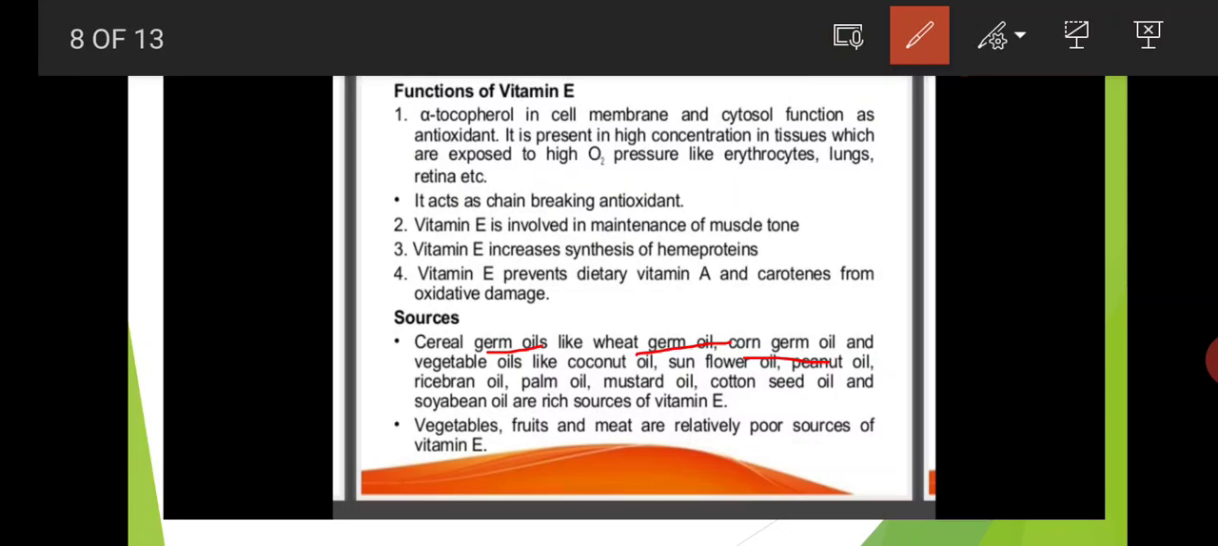Vegetables, fruits, and meat are relatively poor sources of vitamin E. These are the sources of vitamin E.